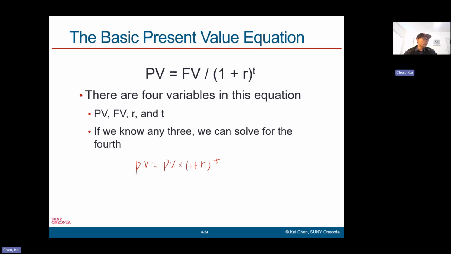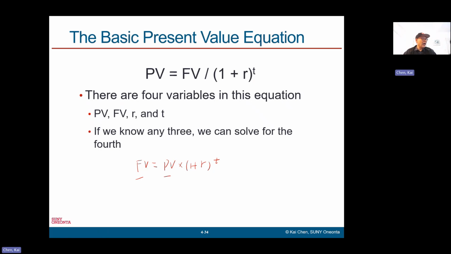In this equation, there are 4 variables. The first one is future value, the second one is present value, r is the growth rate or rate of return, and t is the number of periods. If we know the values of any 3 variables, we can solve for the fourth. Now, let's look at how we can do that.